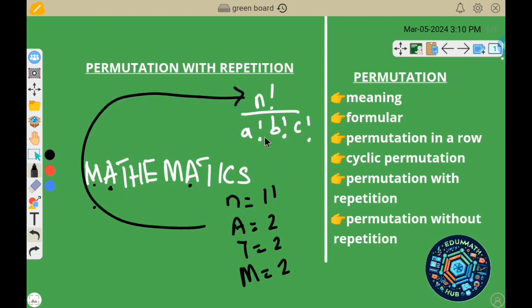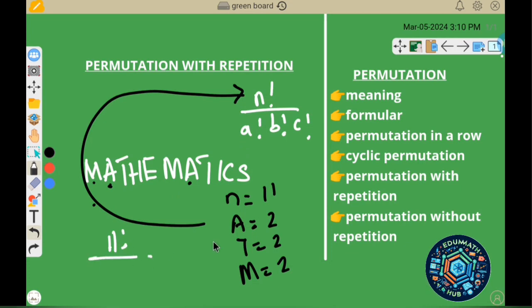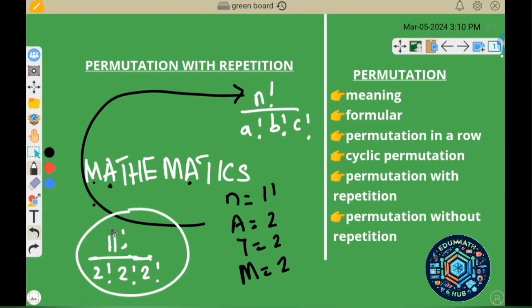Don't forget 11. 11 factorial divided by, then the repetitions are 2, 2, 2. So that will be 2 factorial, 2 factorial, 2 factorial. Then you go further and evaluate this. At times you might see it exactly like this in your option. Okay, so that's how to do permutation with repetition.